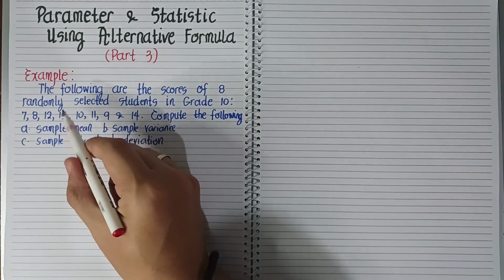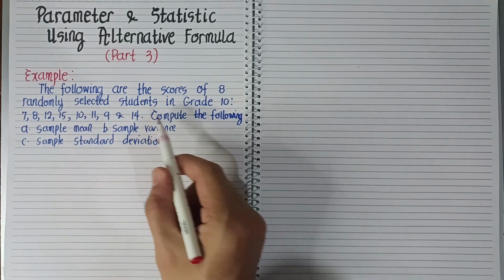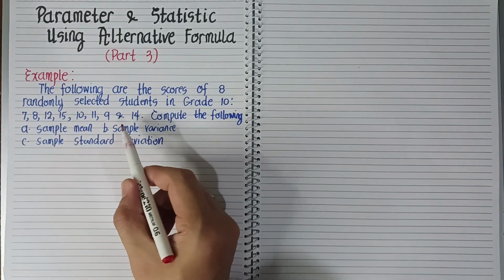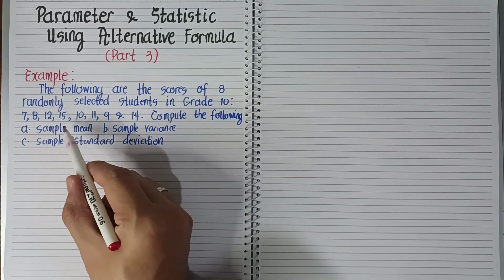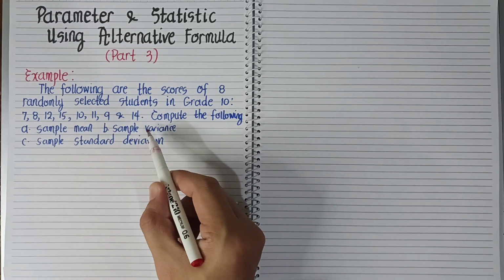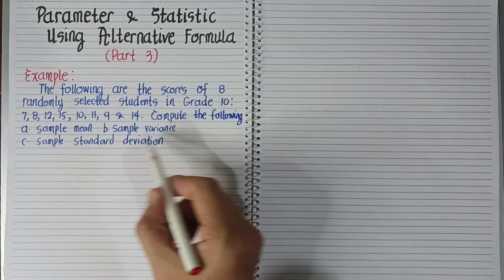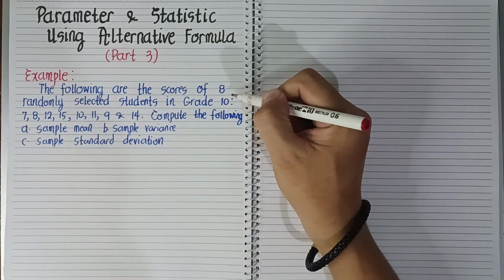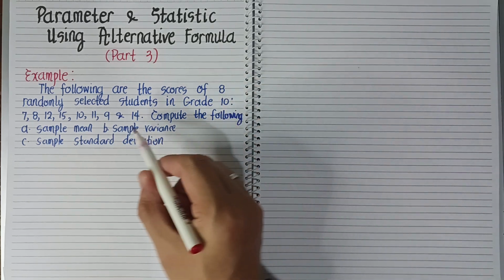Example number 1. The following are the scores of 8 randomly selected students in grade 10. Take note of that, randomly selected. So, such as 7, 8, 12, 15, 10, 11, 9, and 14. Compute the following: sample mean, sample variance, and sample standard deviation. So, guys, our N is 8, right? Because we have 8 randomly selected students.